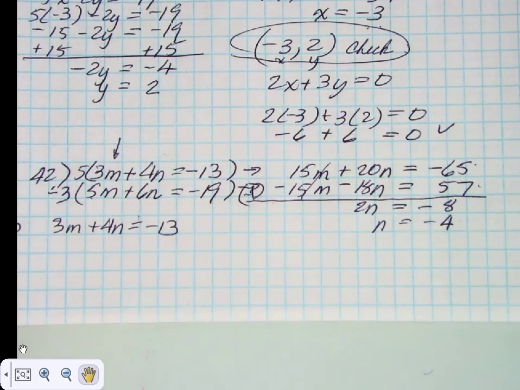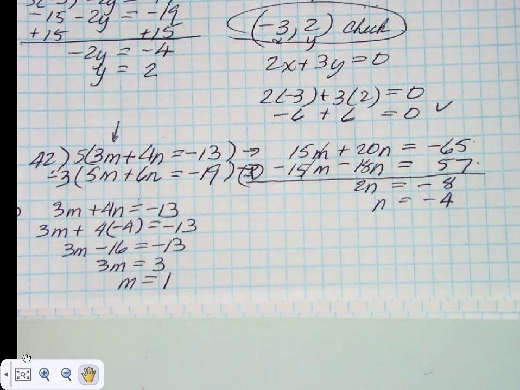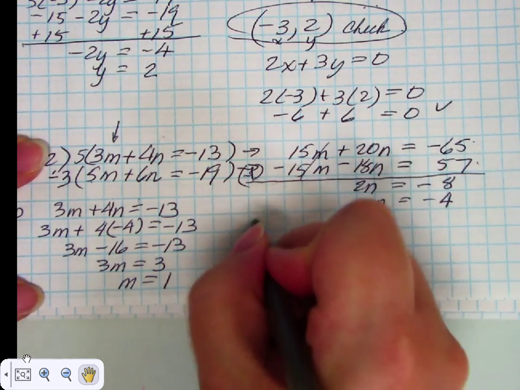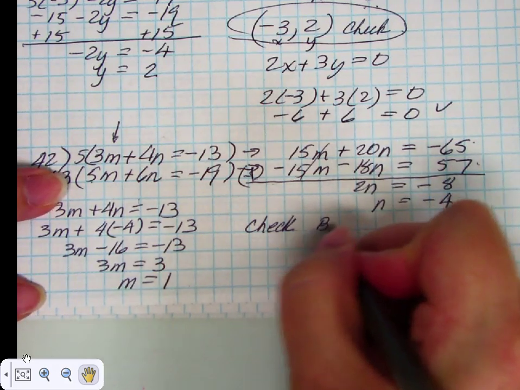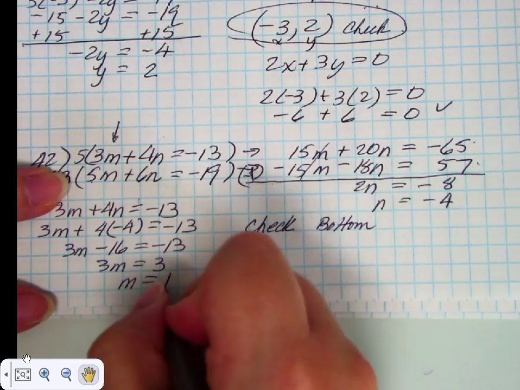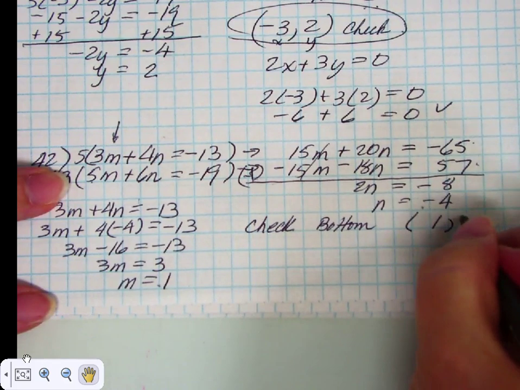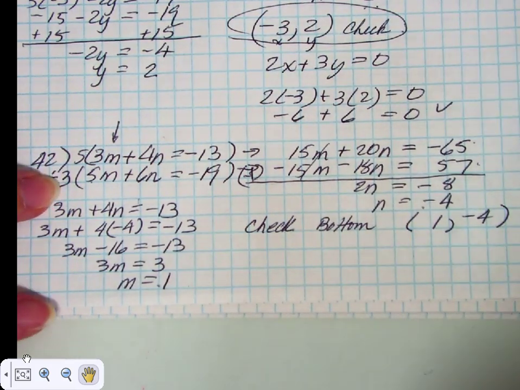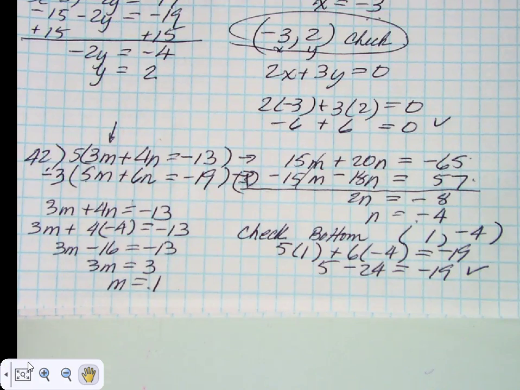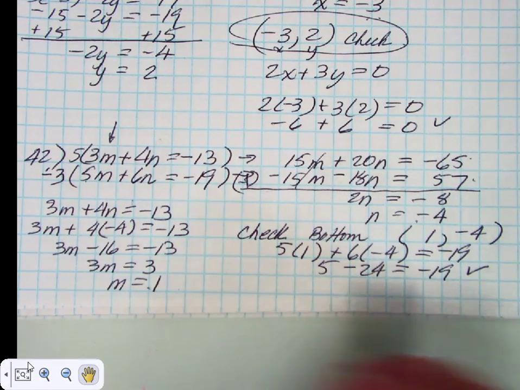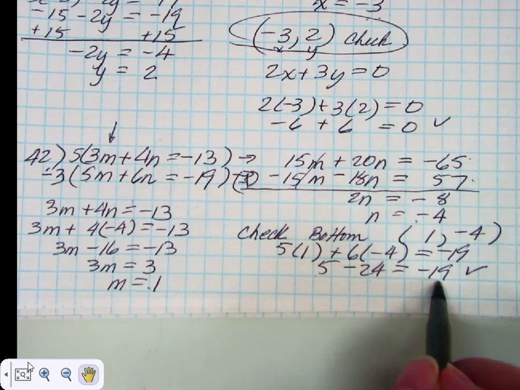Okay? So again, I'm going to pause the video. Let's see if you can find it. Okay? Did you find that m is equal to 1? That's what I have, so let's make sure we check our answers. Remember, you want to check with the bottom original. And we are going in alphabetical order, so we're going to have 1 and negative 4. So again, pause the video, check your answer. Use the bottom equation. Did you get the solution? I hope so. So here, I got 5 minus 24 is negative 19.